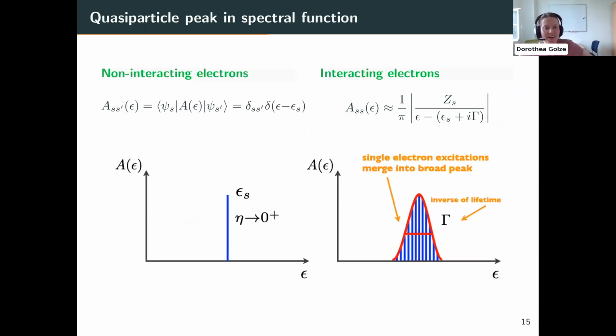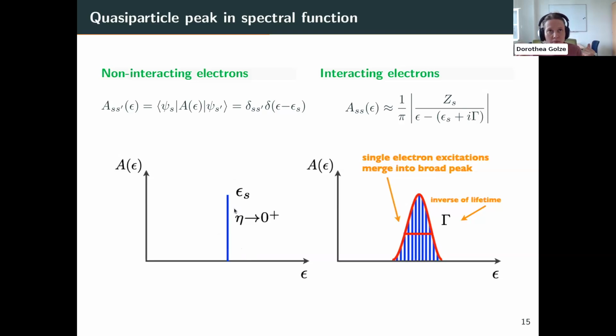So now let's have the next look. If we had non-interacting electrons, that would mean I act, for example, with the annihilation operator on a single determinant, because our ground state is defined by a single Slater determinant. If I remove an electron from state S, I create exactly one excited-state Slater determinant, meaning I simply get a sharp peak, nothing else.